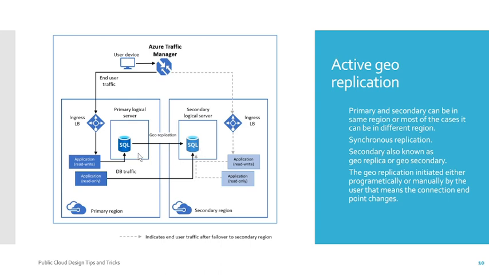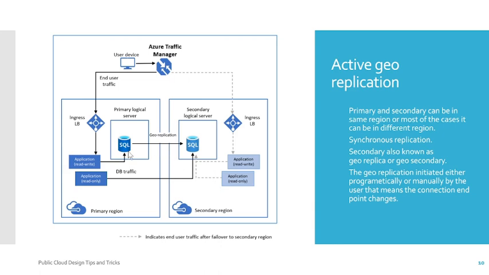Also, you can have multiple secondary logical servers, or geo-replicas, for a single primary if you are using active geo-replication. So you can have multiple regions where you have multiple geo-replicas, secondary replicas, which will be linked to the primary.